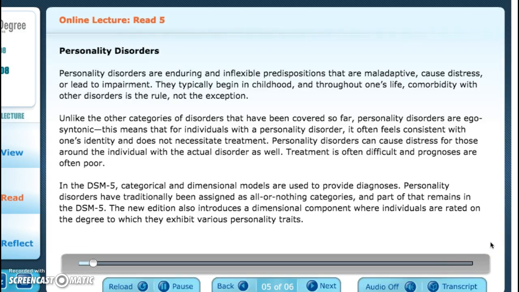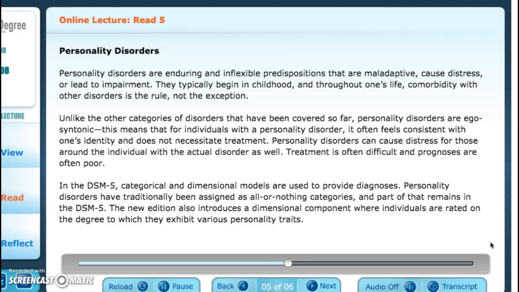Personality disorders are enduring and inflexible predispositions that are maladaptive, cause distress, or lead to impairment. They typically begin in childhood, and throughout one's life, comorbidity with other disorders is the rule, not the exception. Unlike the other categories of disorders that have been covered so far, personality disorders are egosyntonic. This means that for individuals with a personality disorder, it often feels consistent with one's identity and does not necessitate treatment.